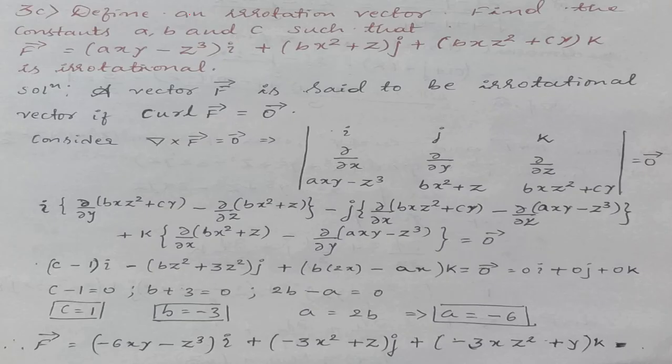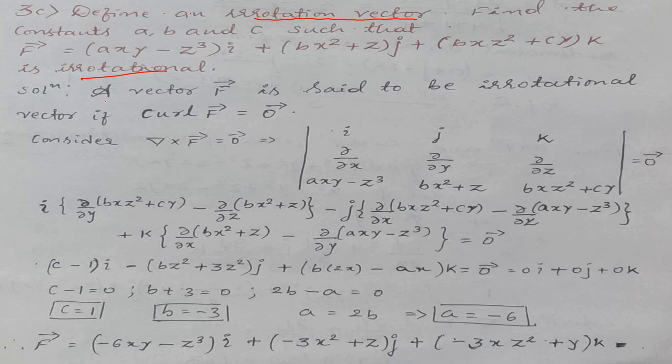Define an irrotational vector. You should define what an irrotational vector is. There is a chance of asking another problem, solenoidal vector instead of irrotational. Find the constants a, b and c such that the given vector f is irrotational. I should show that it is irrotational.